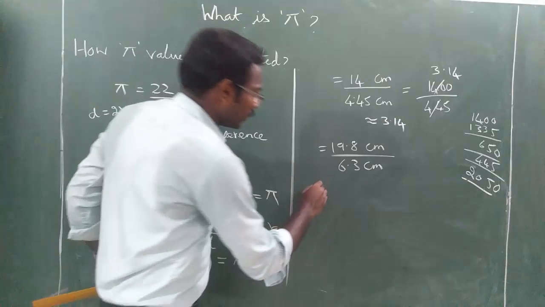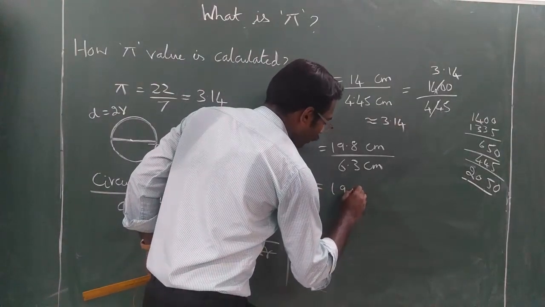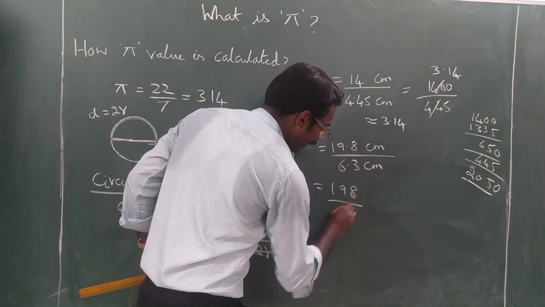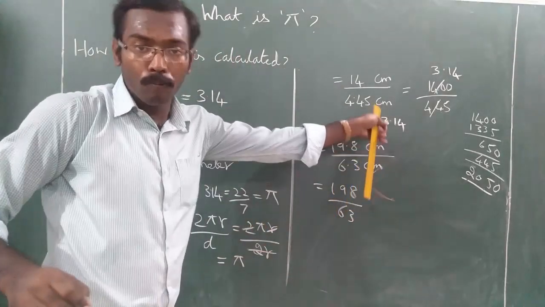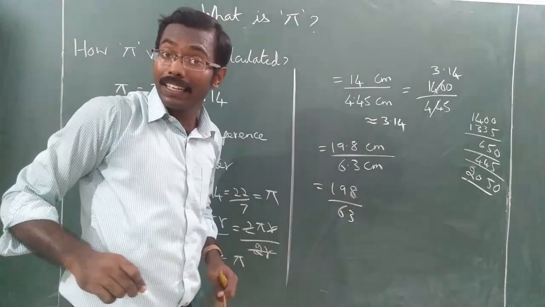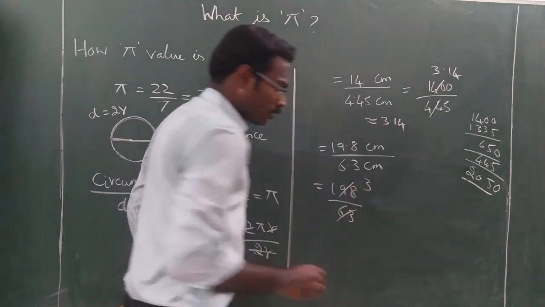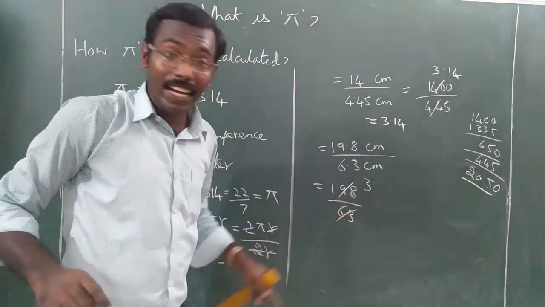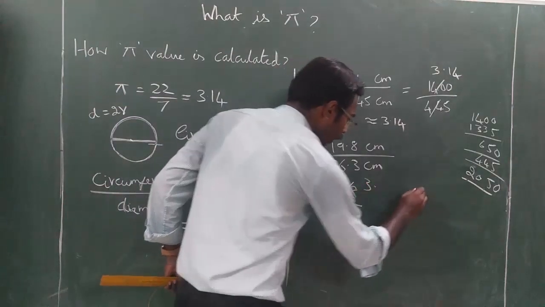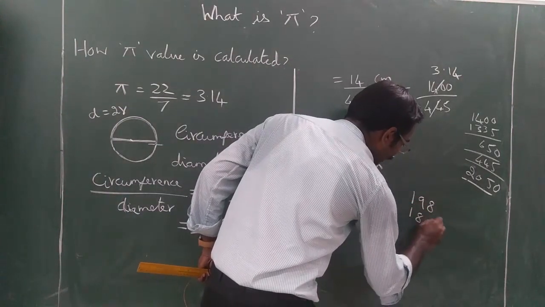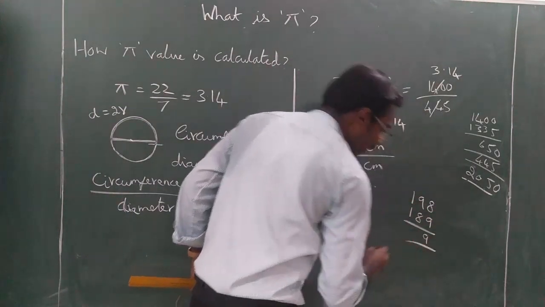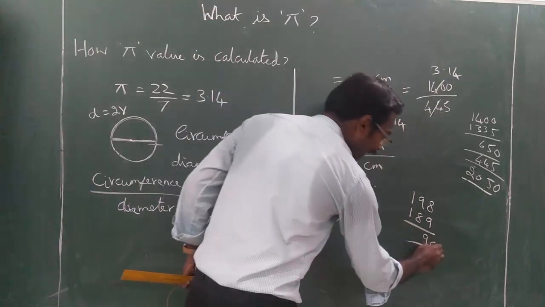Okay, let us cancel this. So 19.8, I can write this as 198 divided by 63, multiplying both numerator and denominator by 10. So now 63, how many times is it there? 3 times. Okay, 3 63s are 189. Okay, so 198 minus 189, the answer is 9. So I put a dot and 90.